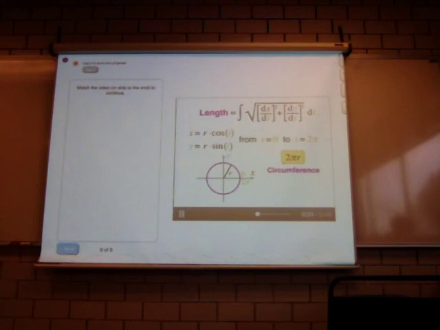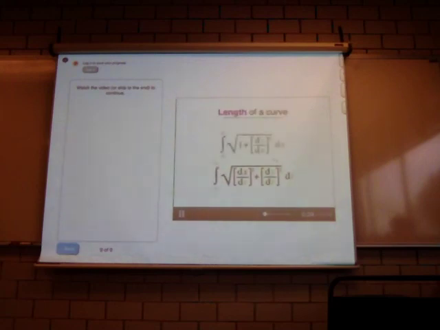So, good work. So to summarize, you used the Pythagorean theorem to find two integral expressions that you can use to find the length of a curve. Use this expression when you can write y as a function of x, and use this expression for parametric equations.